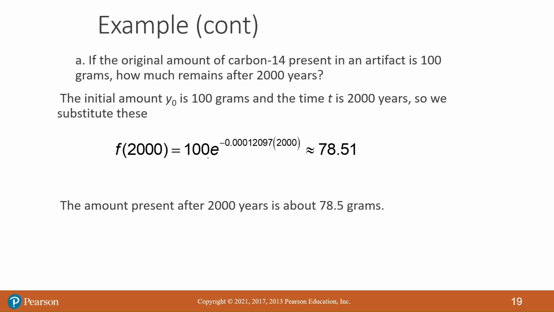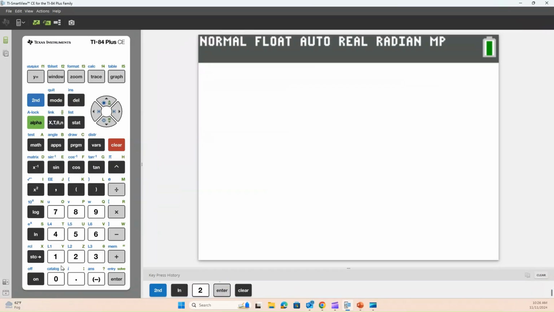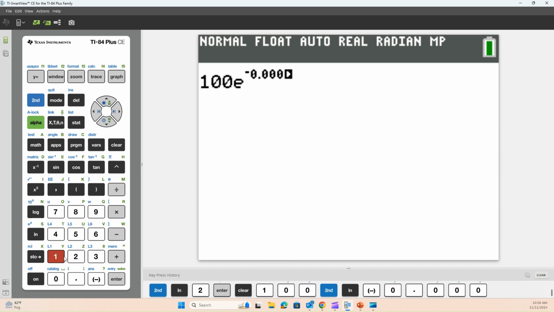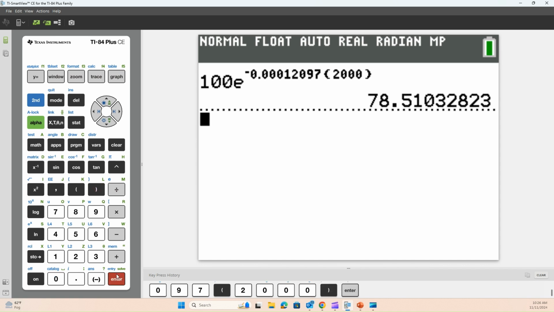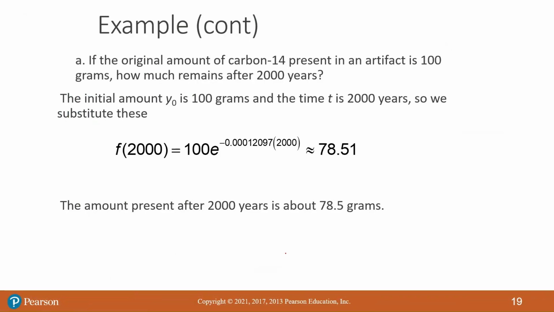So we have f of 2,000 equals 100 times e raised to the negative 0.000120970 times 2,000, which gives us about 78.51. Let's make sure we can type that in our calculator. So I'm going to pull my calculator up. I'm going to type in 100 times e raised to the negative 0.000120970, and then we're going to plug in 2,000 for the year. If we do that, we get that 78.51. So about 78.5 grams are present after about 2,000 years.